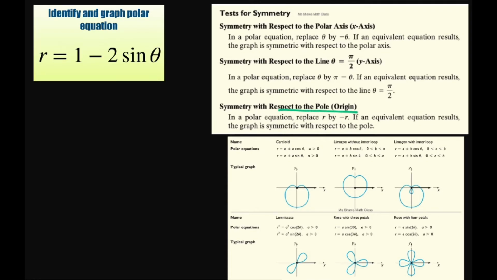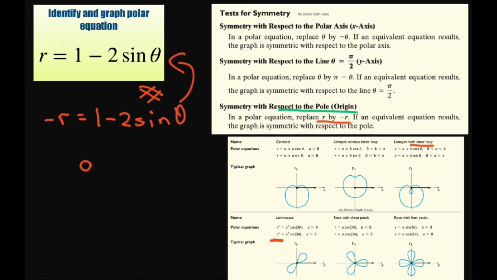That means you just substitute r with negative r, and that's going to give you 1 minus 2 sine of theta. Clearly these do not equal, so it's not symmetric to the pole. The only time this will be symmetric to the pole is if r is squared. So this is why it's a limacon with an inner loop.